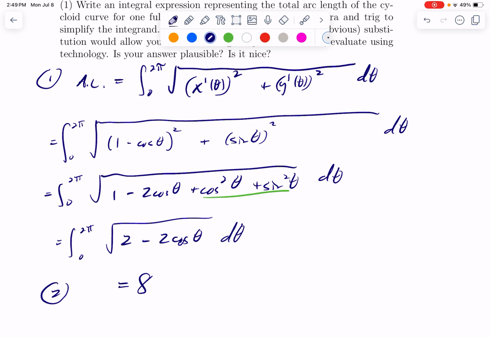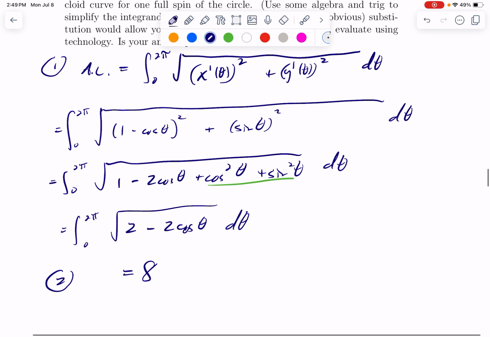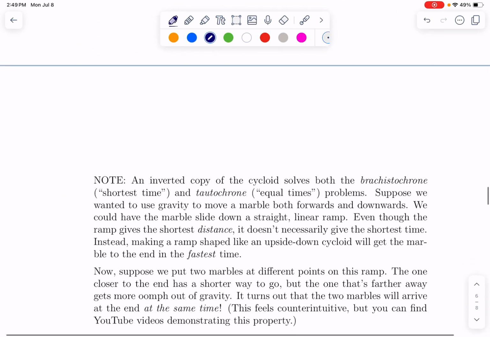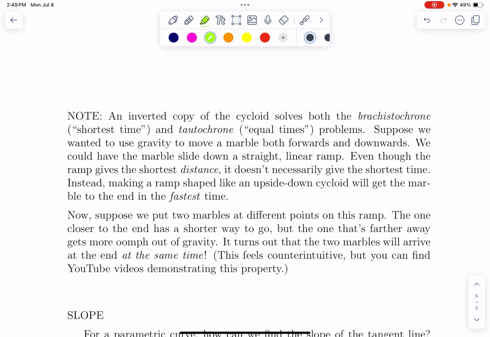We have this thing that's very circular. It feels like there should be more pi involved in this answer. But it turns out that the distance traveled is exactly 8. Now, this curve called the cycloid, if we turn it upside down, is a really interesting curve. It solves 2 famous math problems from several hundred years ago called the brachistochrone problem and the tautochrone problem. This word brachistochrone means shortest time, and this means equal times.